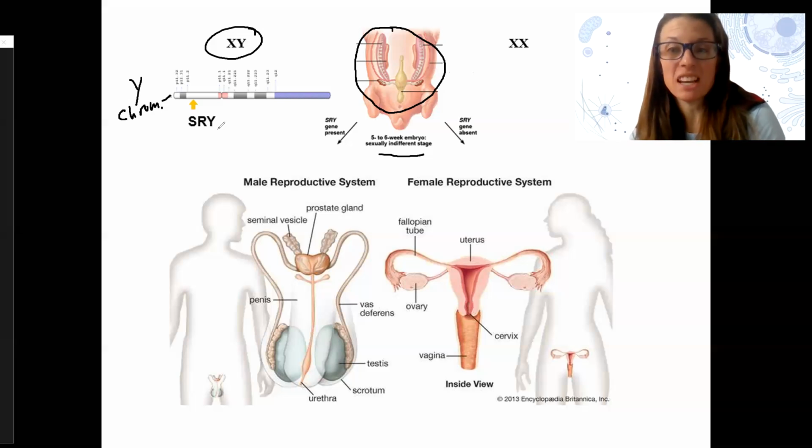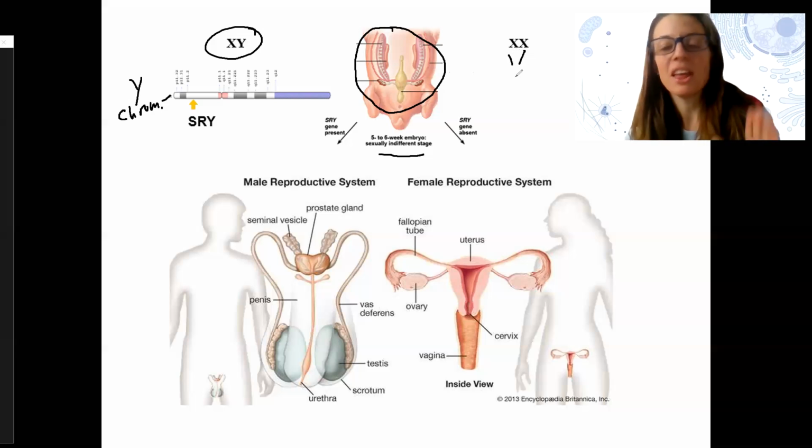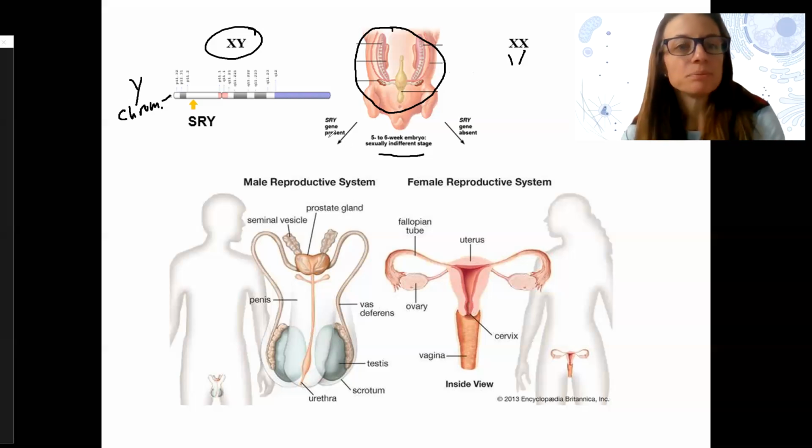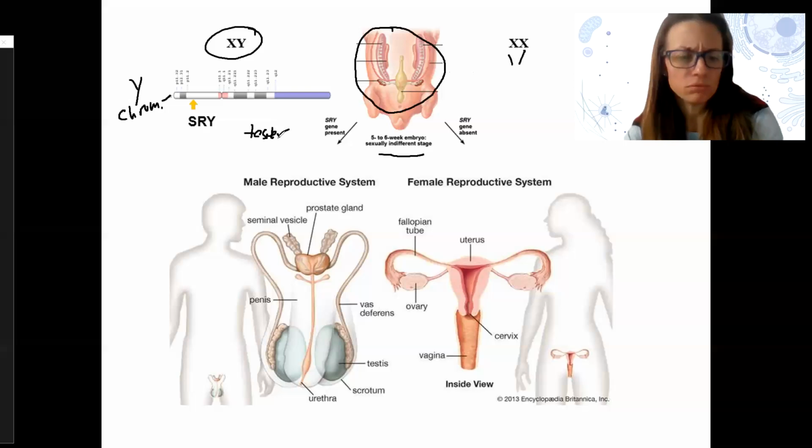It determines whether testes form or not. And the simple view of it is, if it's present, testes form. There are actually some genes on the X chromosome, and having 2 of these may be important as well, but that's beyond the scope of this class. So if SRY is present, that's going to result in testes formation. Testes are going to produce testosterone.